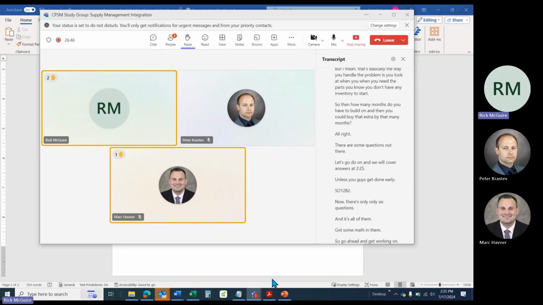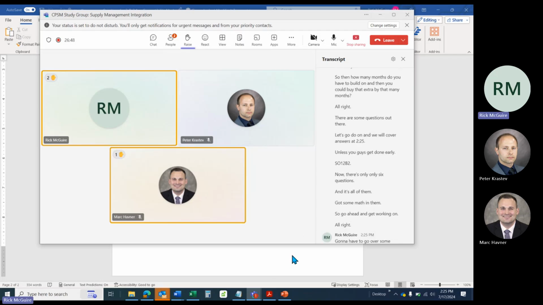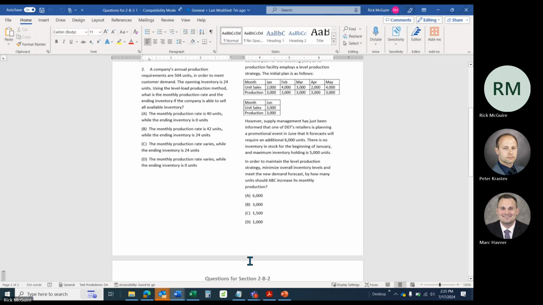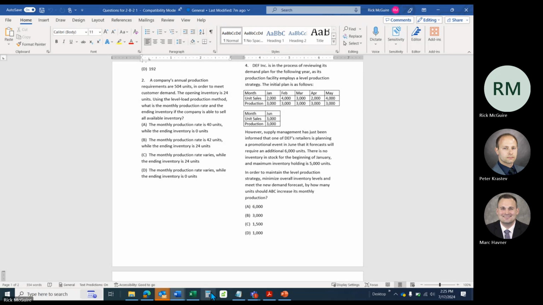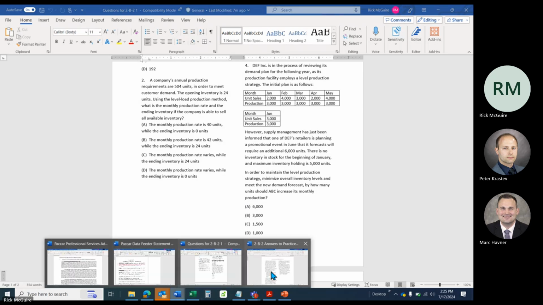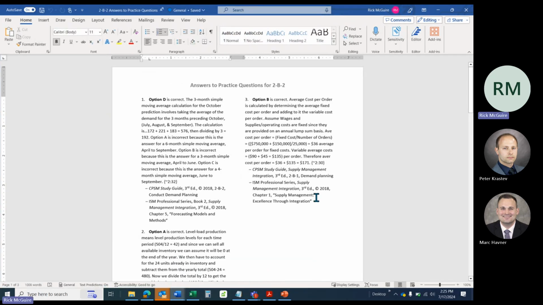All right, we're going to have to go over some answers here real quick. Number one is Delta, 3-month moving average. You add all three of the last three of them up because they want to know October. Equals 576 divided by 3 equals 192.